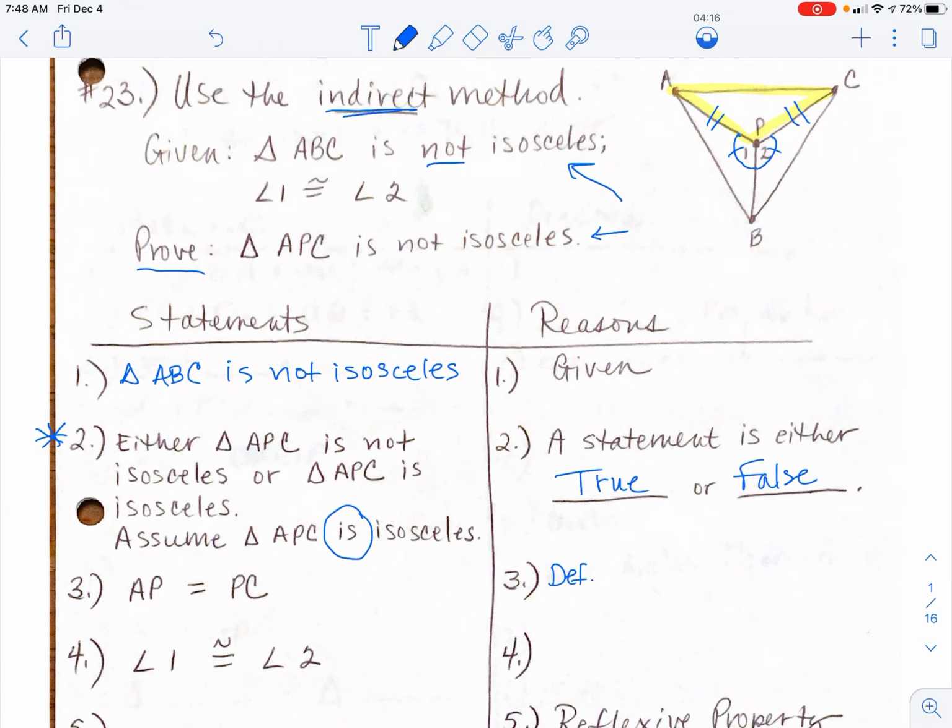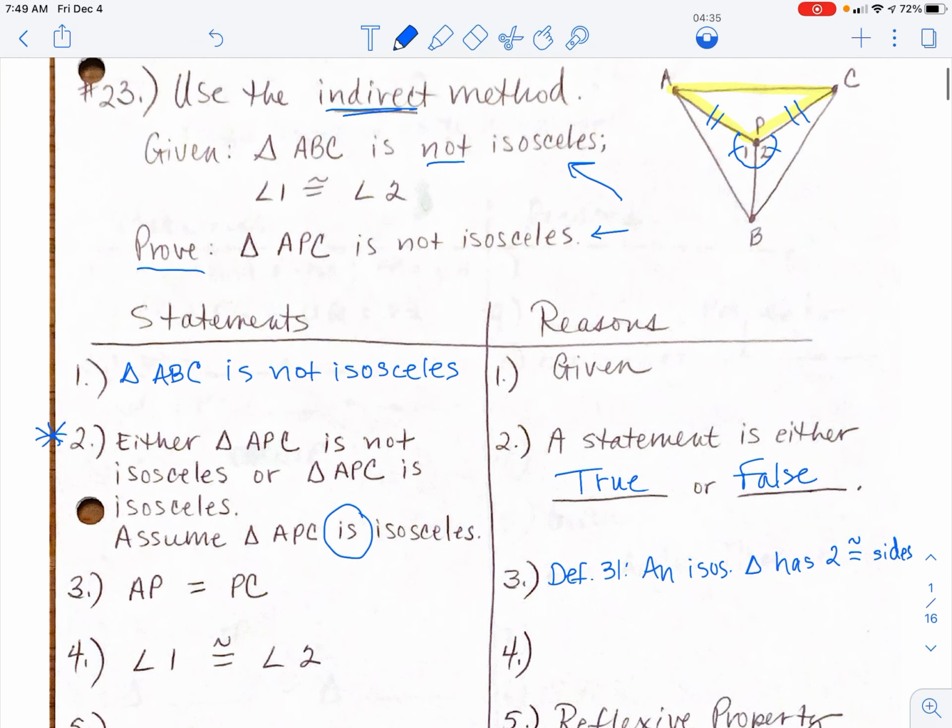And that would just be definition. Actually, it comes out of the packet that I gave you. Definition 31 states that an isosceles triangle has 2 congruent sides. Angle 1 and angle 2 are also congruent, but that was given to us, so we can put over here in 4 that was given.